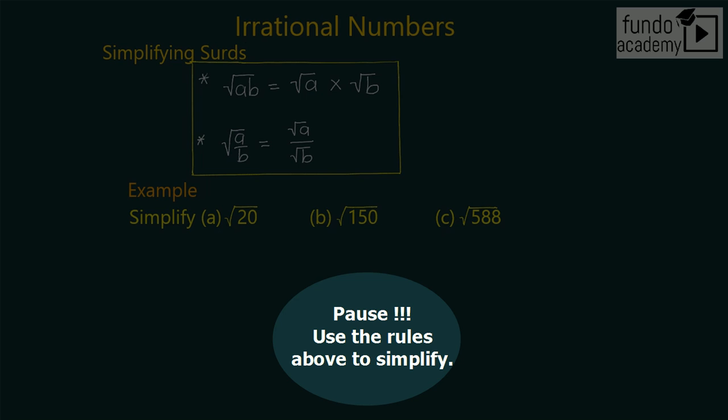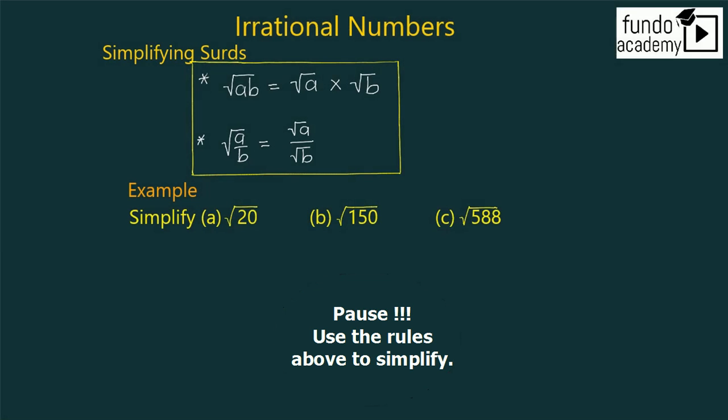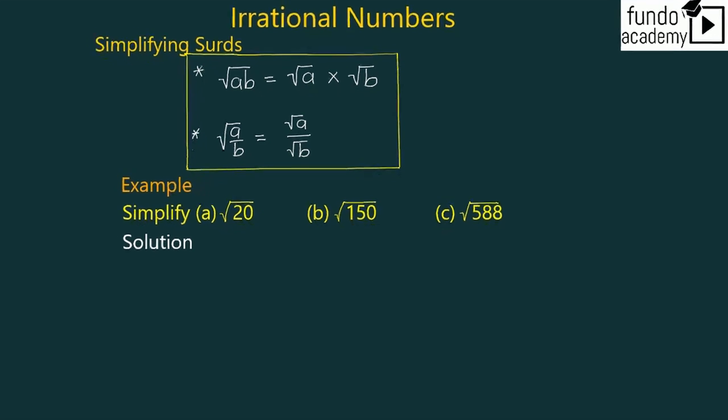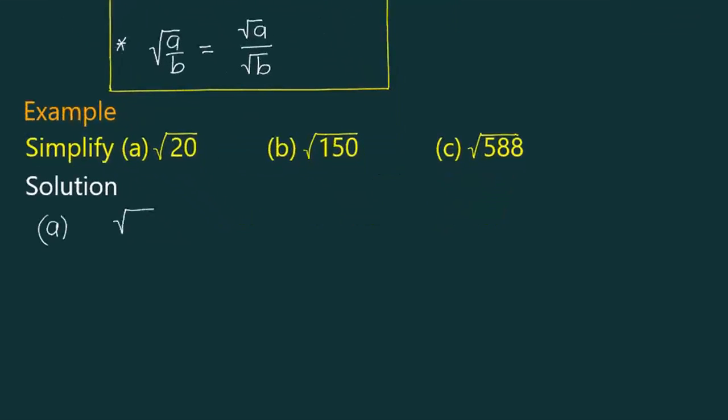Simplify. So let's move on to the solution. Okay, on part A we want to look for the square root of 20.